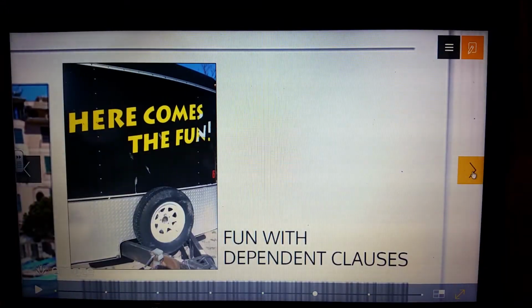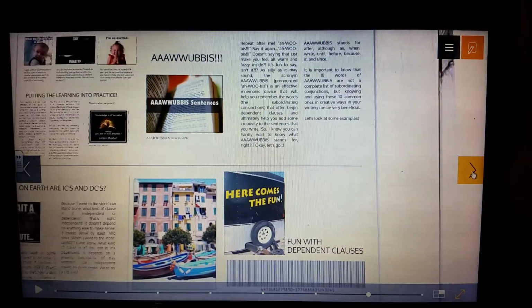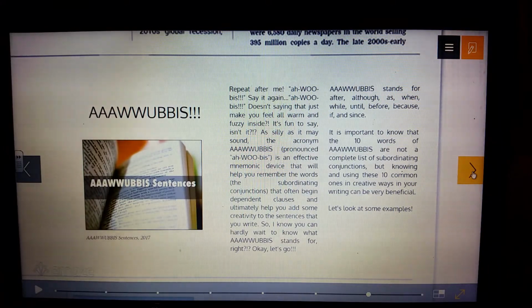Here comes the fun. Fun with dependent clauses. Woobus. Repeat after me. Woobus. Say it again. Woobus. Doesn't saying that just make you feel all warm and fuzzy inside? It's fun to say, isn't it? As silly as it may sound, the acronym AAAWWUBBIS, pronounced Woobus, is an effective mnemonic device that will help you remember the words, the subordinating conjunctions that often begin dependent clauses, and ultimately help you add some creativity to the sentences that you write.